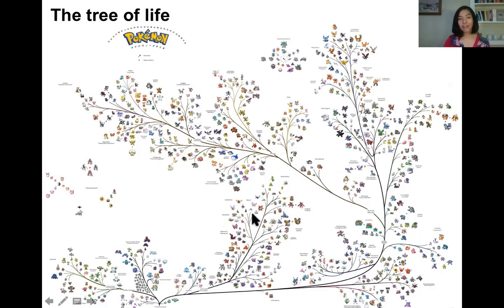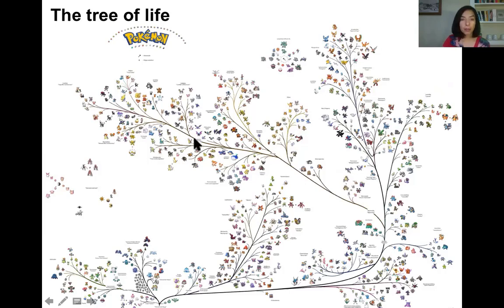And hopefully, if you like Pokemon, this is for the ones who like Pokemon. If you don't like Pokemon, just skip this. But hopefully you can find your favorite Pokemon and see if they are closely related to others that you are familiar with, and you can look at the differences or similarities in different groups.